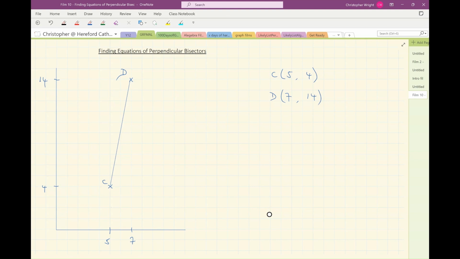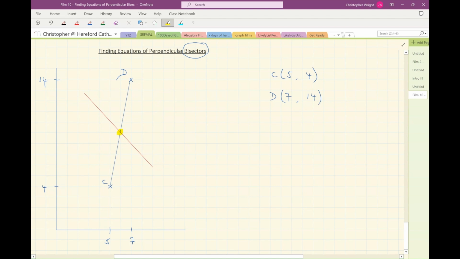Now, two things. Clearly, the perpendicular bisector is a bisector. So it crosses the line CD, it crosses that line segment halfway because it bisects it. So it is not going to go through here. All right. Instead, it has to go through halfway. It has to bisect the line CD. So it's going to go through the midpoint of CD. It's going to go through this point here.